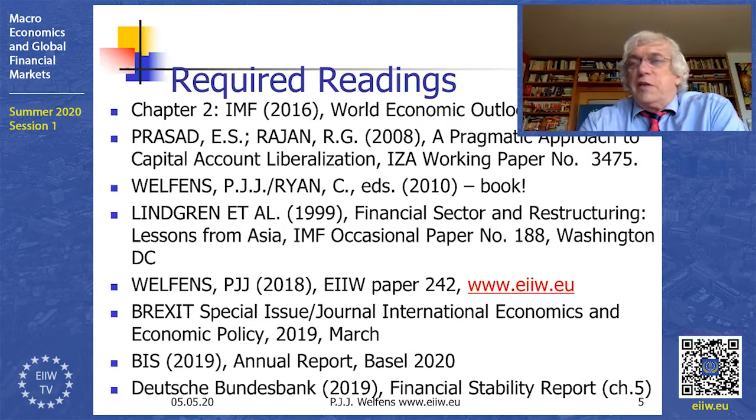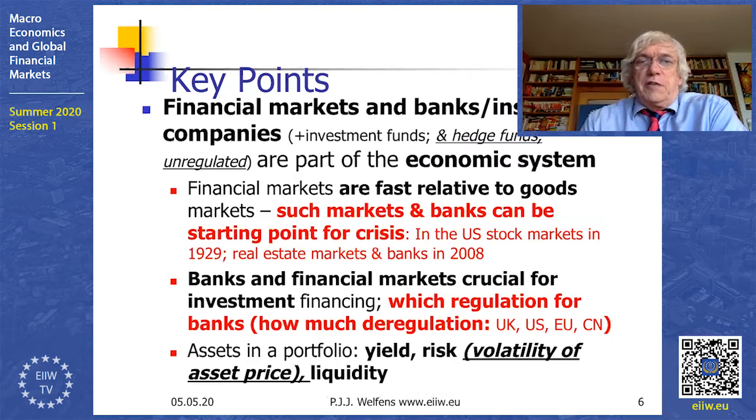The Bank for International Settlements annual report, in this case from 2019, and the Deutsche Bundesbank Financial Stability Report, chapter 5 from 2019, I think is also quite interesting because here the Bundesbank looks in a kind of pioneering perspective also at new risks in financial markets, and this is all about climate-related risks.